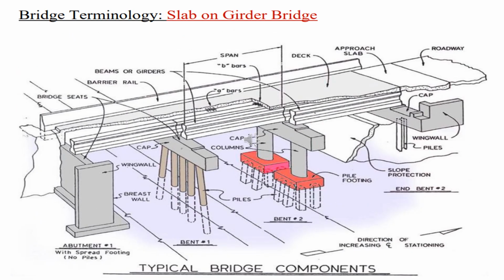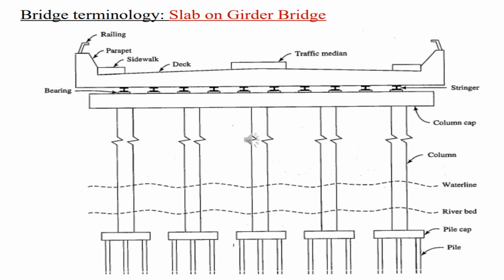In this figure, we can easily see the typical bridge components and the other bridge terminology. Also, in this figure, we can see here the different parts of the bridge and the different bridge terminology such as the railing, parapet, sidewalk, deck, traffic median, stringer, bearing, column cap, column, and of course we have the pile cap and the pile.